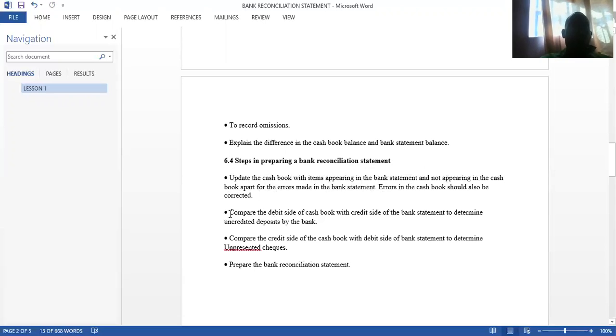Number two, compare the debit side of the cash book with the credit side of the bank statement to determine uncredited deposits. Remember here, anytime we receive money in our bank account, we normally say our bank account has been credited.